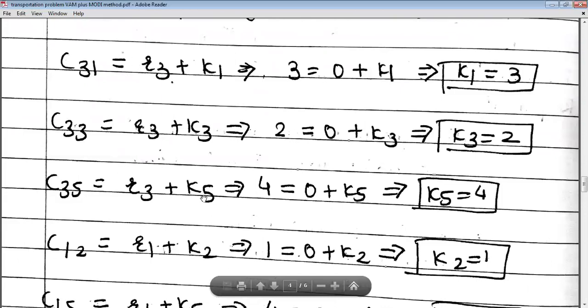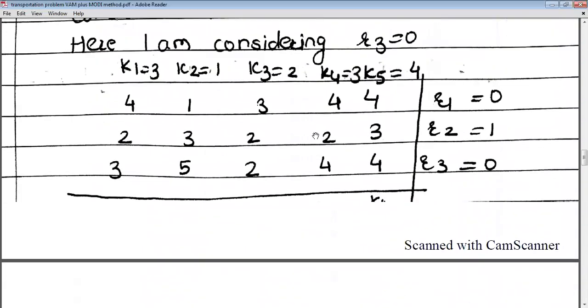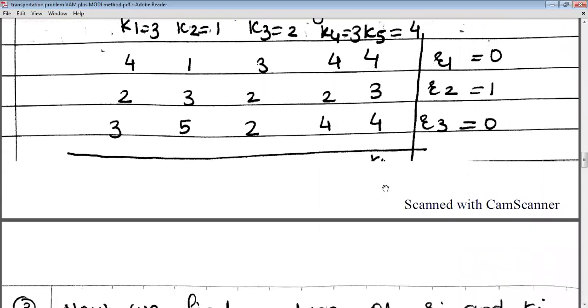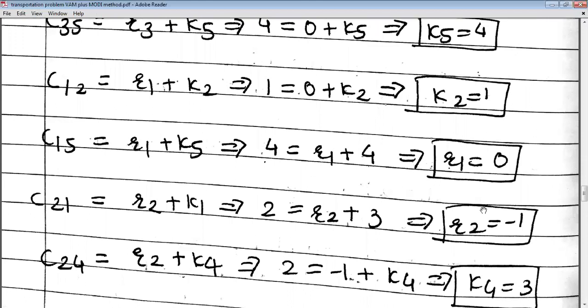Simple, you have to allocate these values to the stone squares using the formula as I told you for these three. Similarly, we calculate the remaining values. So here you will be getting the values of R1, R2, R3 and K1, K2, K3, K4 and K5.